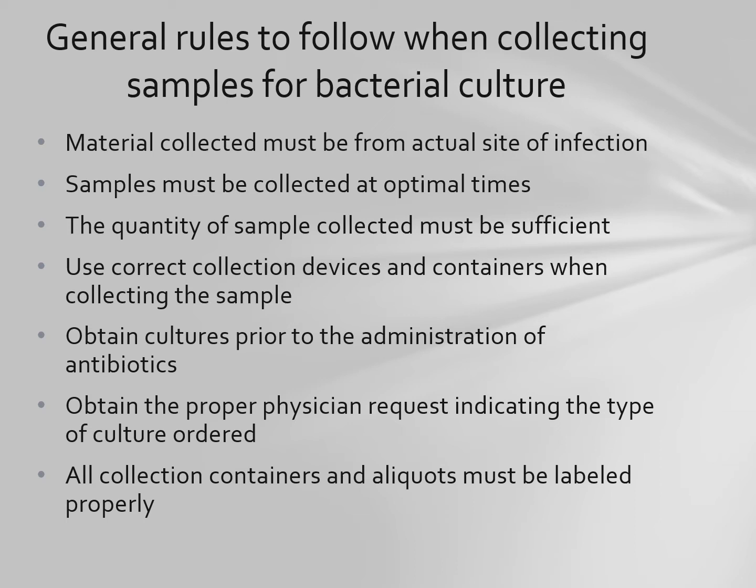And we want to obtain the proper physician request indicating the type of culture ordered. So each sample should come with a requisition, and we want to make sure that the requisition matches the sample that we actually got. And then all collection containers and aliquots must be labeled properly. We always want to make sure that we label the container and not just the lid, because the lid can actually get separated from the sample. So those are some general rules to follow when collecting samples for culture.